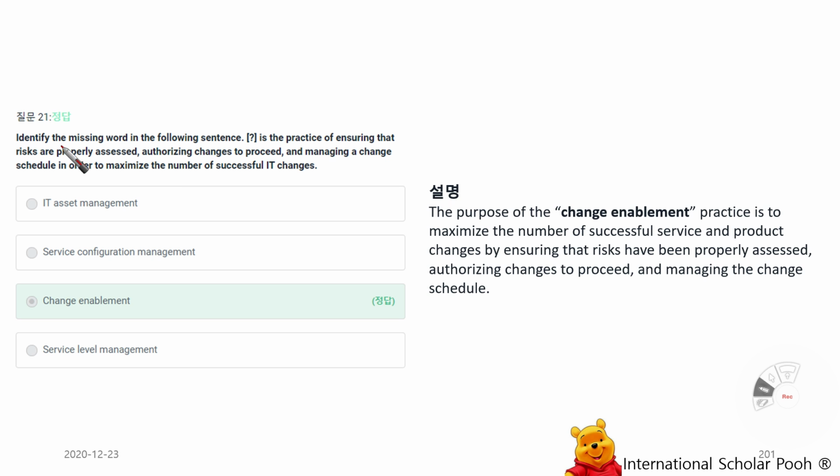Identify the missing word in the following sentence. Blank is the practice of ensuring that risks are properly assessed, authorizing changes to proceed, and managing a change schedule in order to maximize the number of successful IT changes. Change enablement. The purpose of the change enablement practice is to maximize the number of successful service and product changes by ensuring that risks have been properly assessed, authorizing changes to proceed, and managing the change schedule.